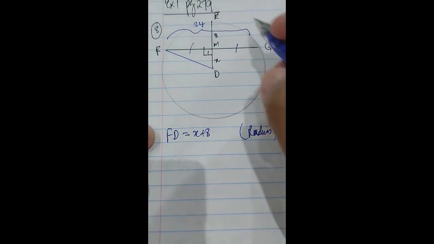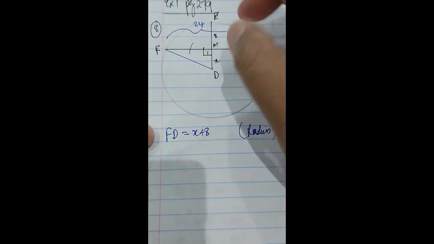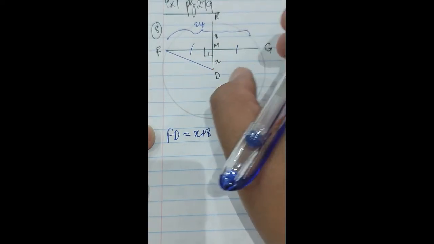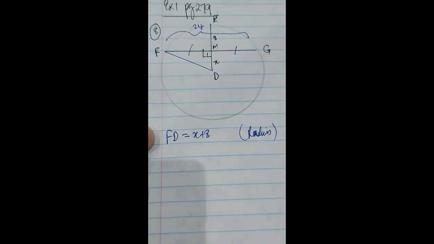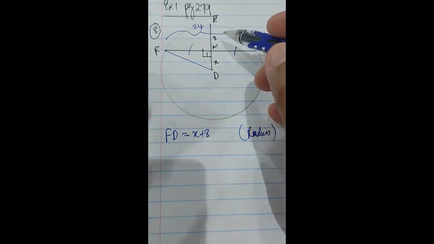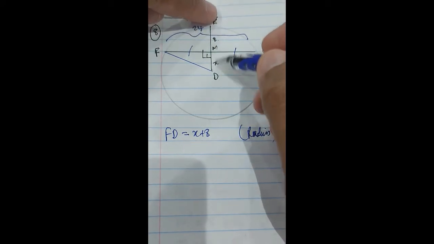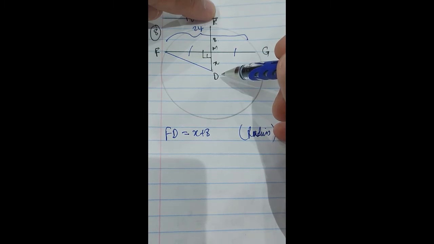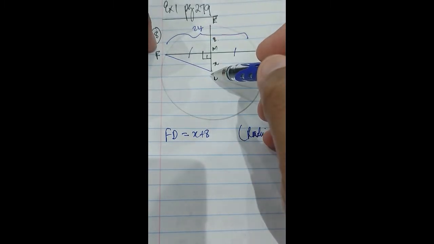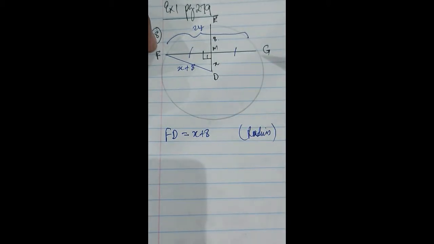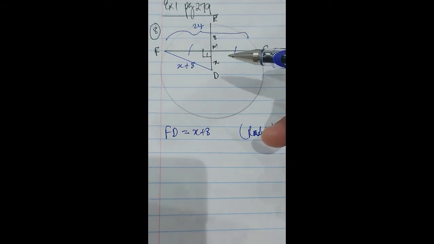Alright, does that make sense? And remember that ED is the same as FD, which is the same as DG. If I needed to draw a line there, it would also be the same. So if that is x and that is 8, that length ED is going to be x plus 8. This is FD, which is also now x plus 8, because it's a radius. Remember, whatever is not on the diagram, you must state it.